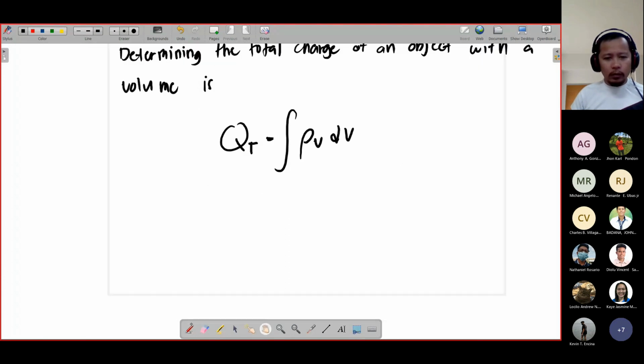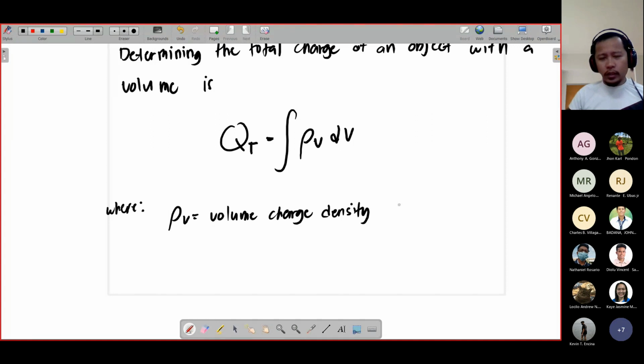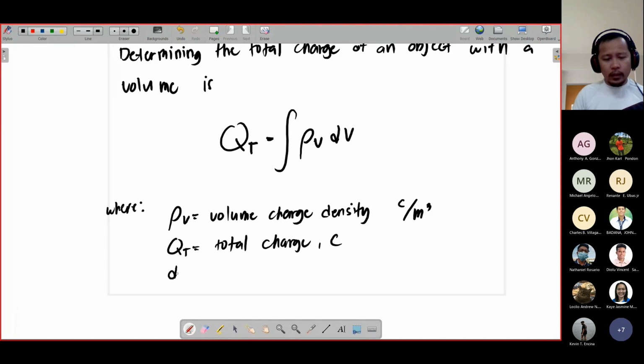So recall, where ρv is the volume charge density. Volume charge density is in coulomb per meter cubed. So it is the density of the charge present in the volume, with respect to the number of charges and with respect to the volume. And then you have here the total charge, in coulombs, and you have here dV, the differential volume.